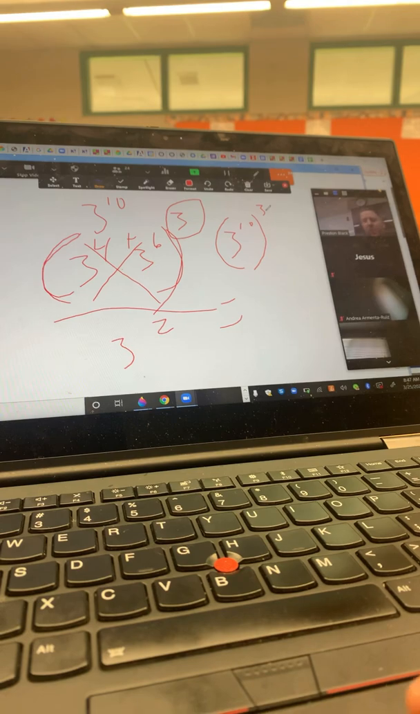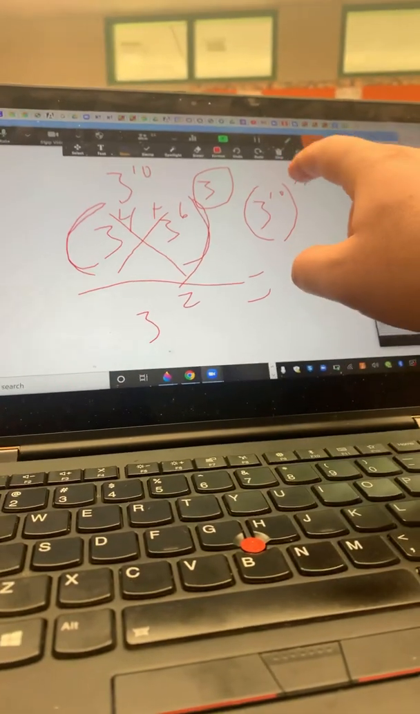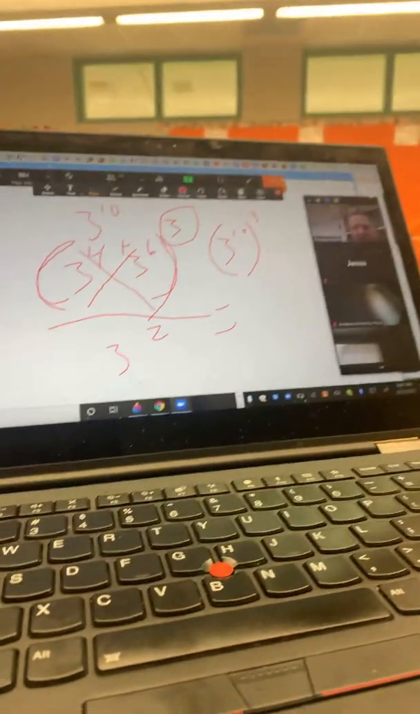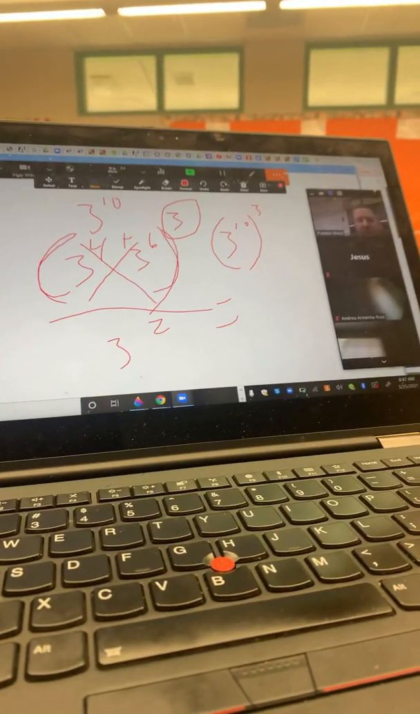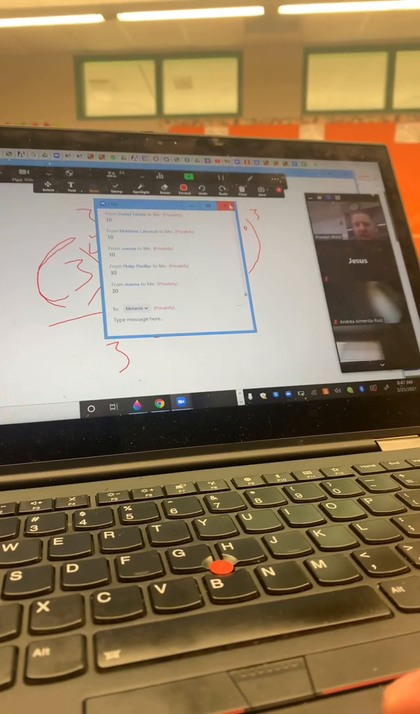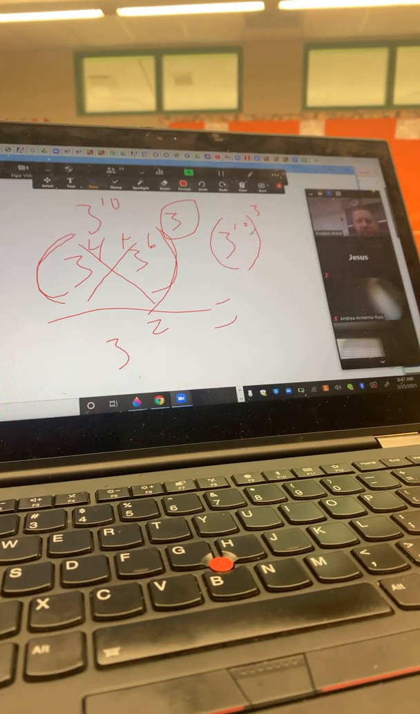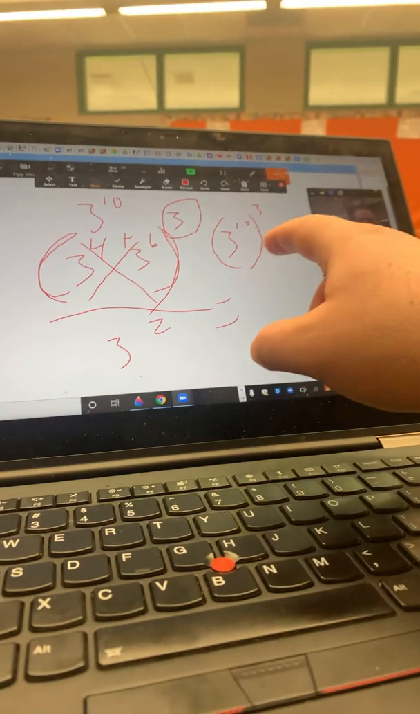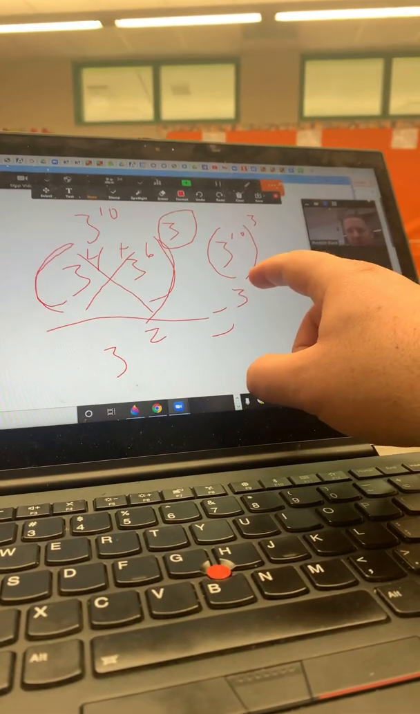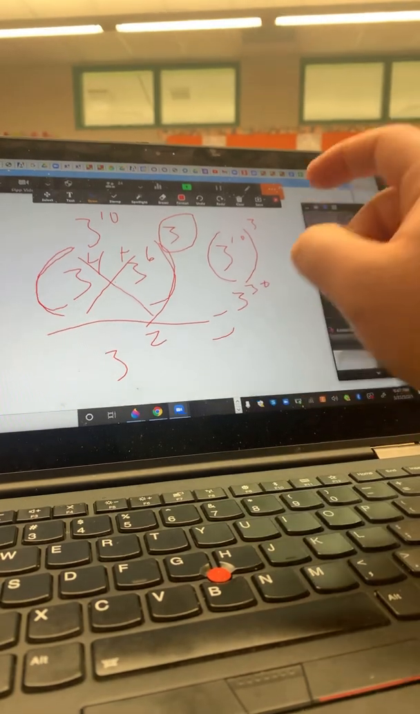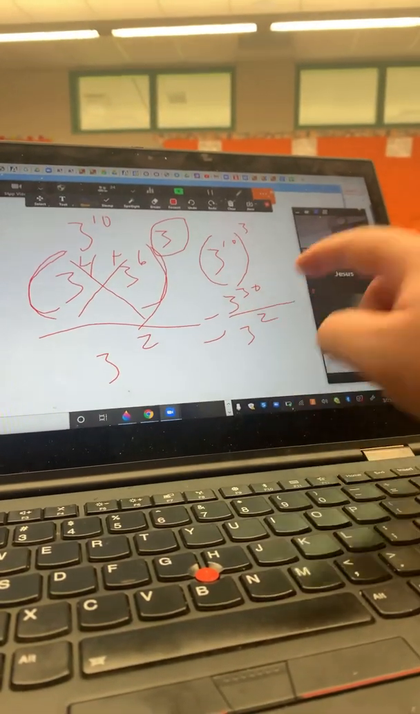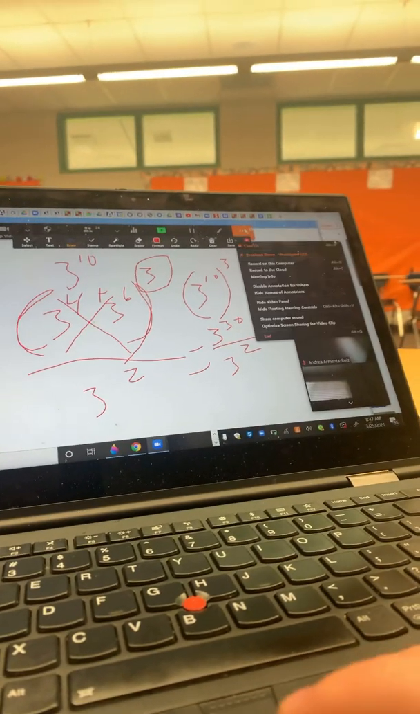So what do we do here? We can just multiply the 10 times the 3. So the 10 exponent times the 3. And what is 10 times 3? 10 times 3 is 30, right? So we have 3 to the 30th power over 3 to the 2nd power.